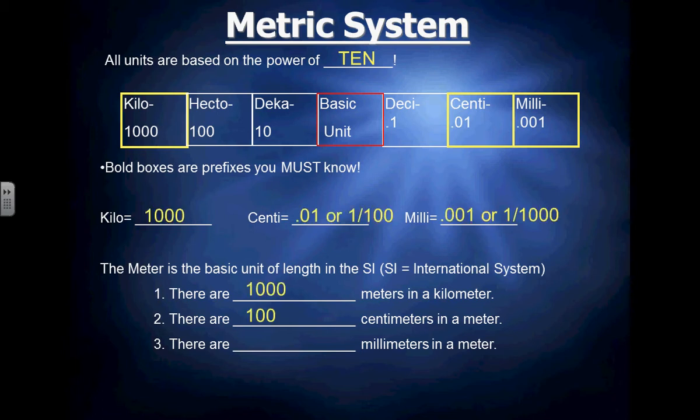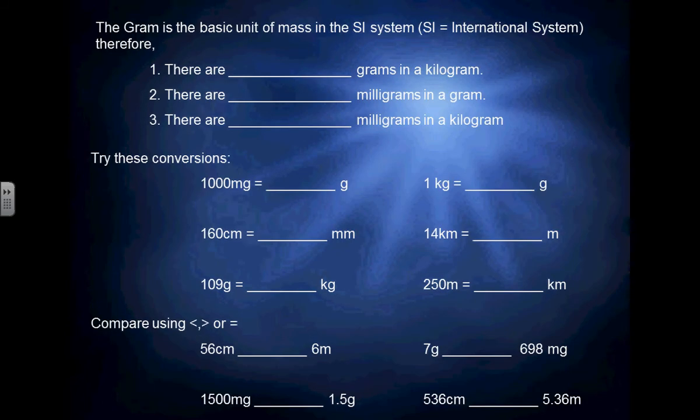So let's look now at a couple examples. So gram now is the unit we use for mass as the base unit in the metric system. So how many grams are in a kilogram? How many grams in a kilogram? Oh, 1,000. How many milligrams in a gram? Okay.